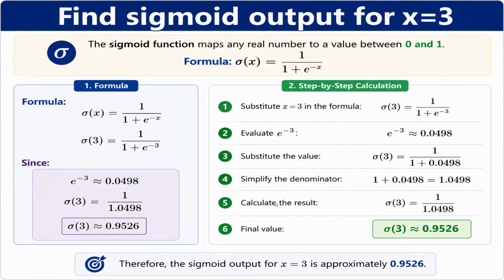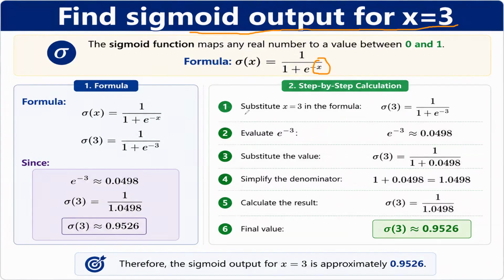Now, next is the numerical. Let us take one numerical on how to use the sigmoid activation function. Here is the example: find the sigmoid output for x is equal to 3. So the value of x here is 3. This is the formula: σ(x) is equal to 1 upon 1 plus e raised to minus x.